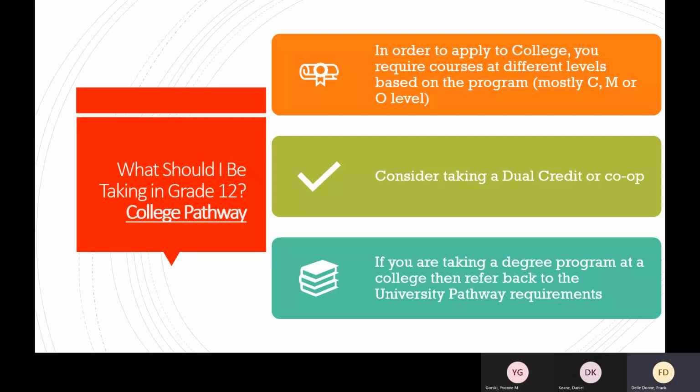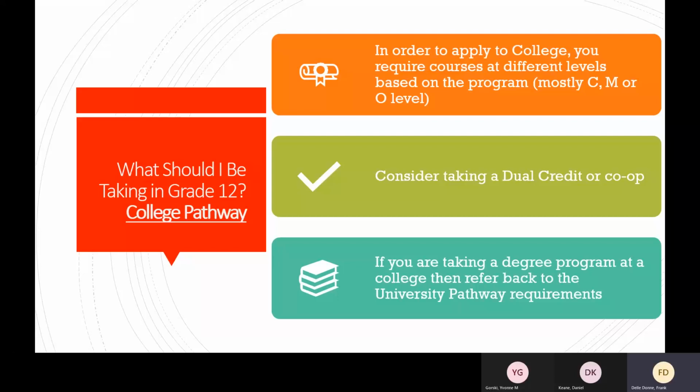Generally, in order to apply to college, you will need to meet the program's course requirements plus take grade 11 and 12 courses at different levels: open, college, and mixed. You can also take university level courses if you wish. If the college pathway is your plan, we strongly recommend that you take a co-op course and that you consider dual credit. Dual credit will be discussed later in this presentation.